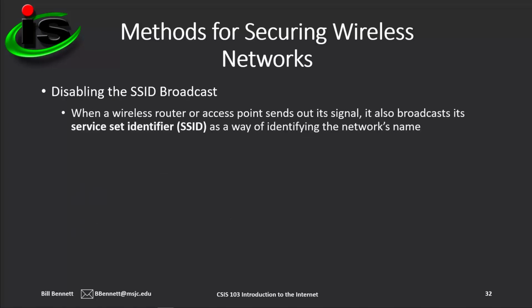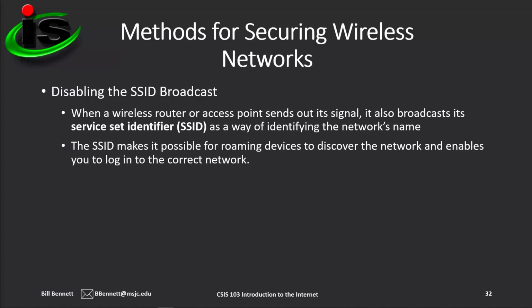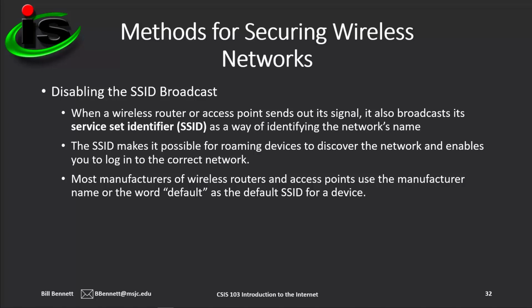When a wireless router or access point sends out its signal, it also broadcasts its Service Set Identifier, or SSID, as a way of identifying the network's name. The SSID makes it possible for roaming devices to discover the network and enables you to log in to the correct network. Most manufacturers of wireless routers and access points use the manufacturer name or the word default as the default SSID for a device. When you install a wireless router or access point, you can accept the default name or change it to a name that has up to 32 alphanumeric characters.